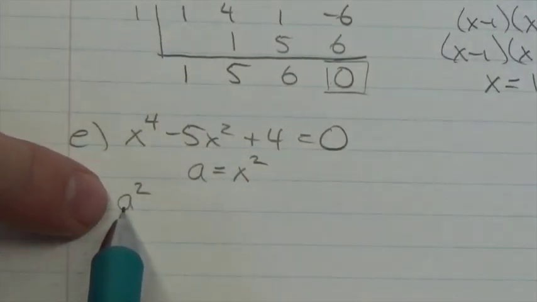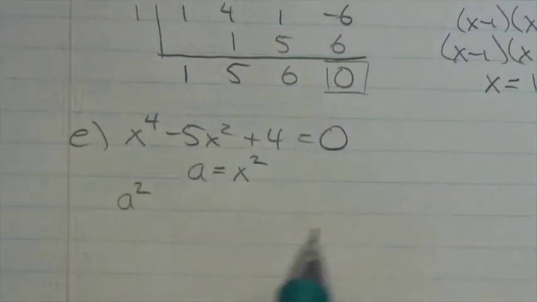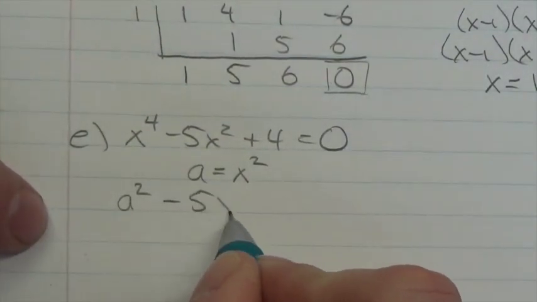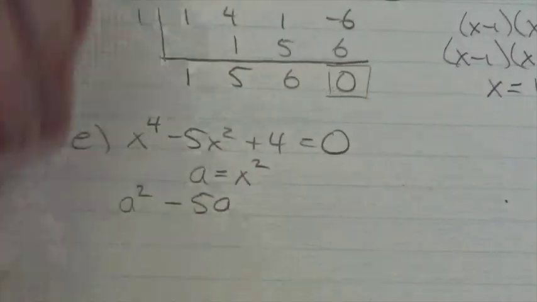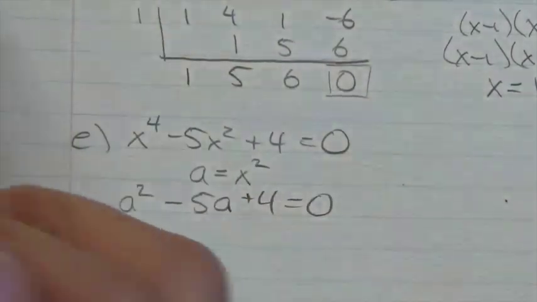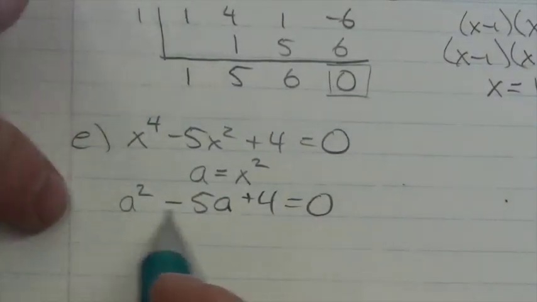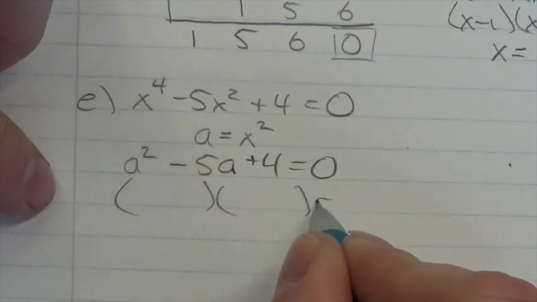Now just think about that. If a is x squared, then this becomes x squared squared. There it is, x to the fourth. Minus 5, sorry, I am trying to change the variable here, 5a plus 4 is equal to 0. Now, I can factor that, or at least I can try to. If I can't, I can always use the quadratic formula.